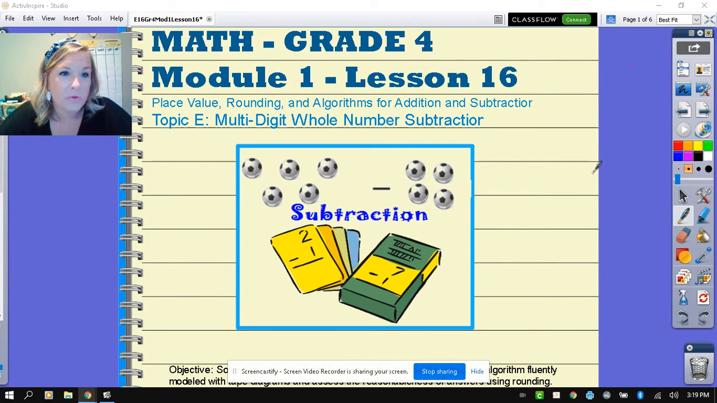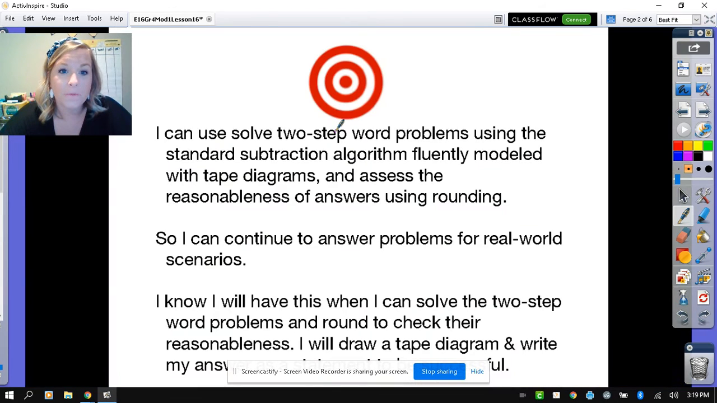Today we're on Module 1, Lesson 16, and we're going to continue with subtraction, but today we're going to be working on two-step word problems. So, we can solve two-step word problems using the standard subtraction algorithm fluently modeled with tape diagrams and then assess the reasonableness of answers using rounding.